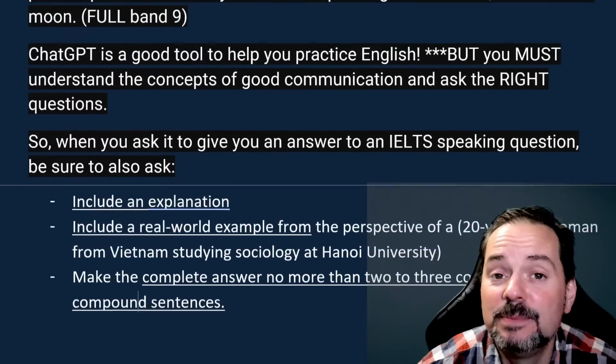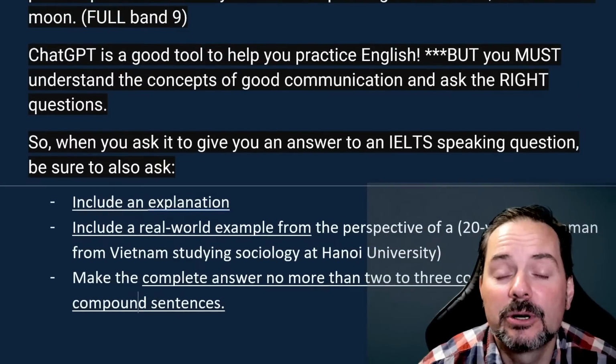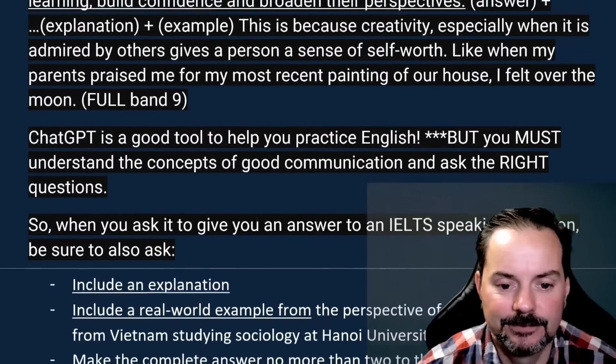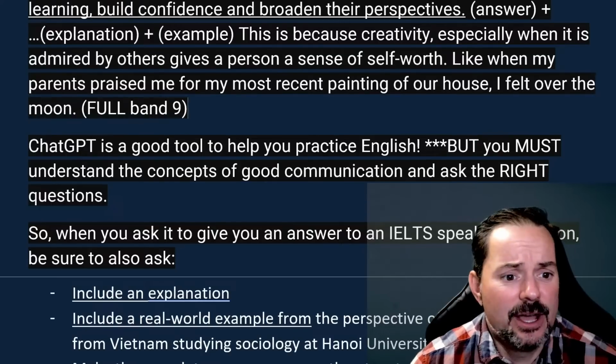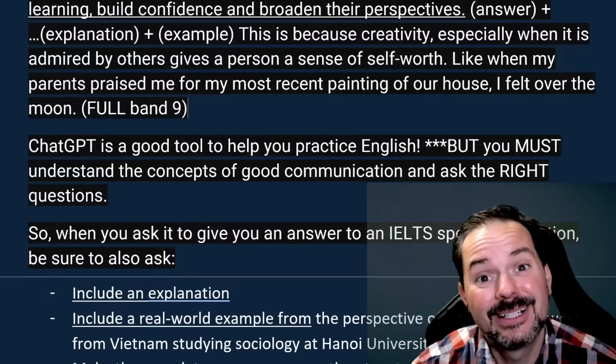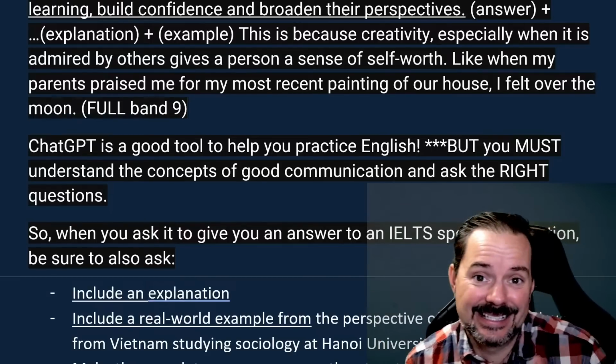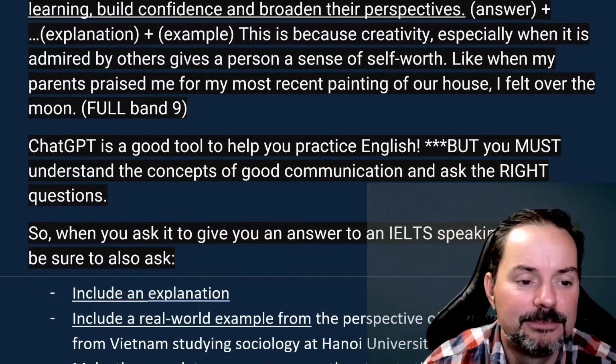So ChatGPT is only as good as the person managing it. I know some people are like, but ChatGPT is so smart. Why didn't I get a band 9? I used its answer. Well, it's not ChatGPT. It's the question that you asked it.